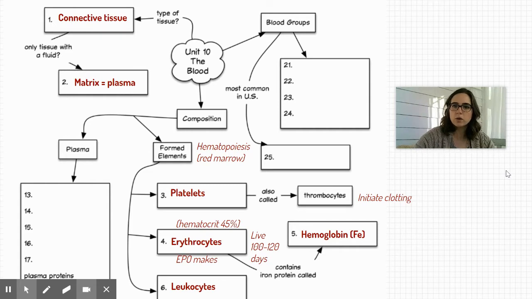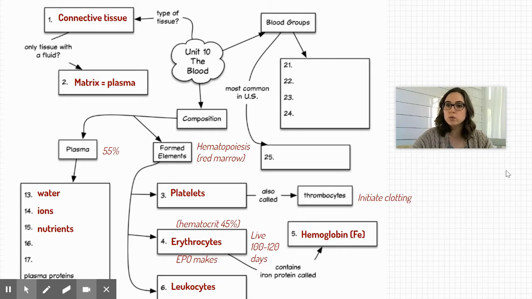All right, moving over to the plasma. Plasma makes up 55% of your blood sample, and that's the liquid, the matrix, and everything is free floating around in it. It's mostly water. The majority of it is water. And then it has all these dissolved substances in it, including ions, so salts, lots and lots of ions. These are what we refer to as your electrolytes a lot of times.